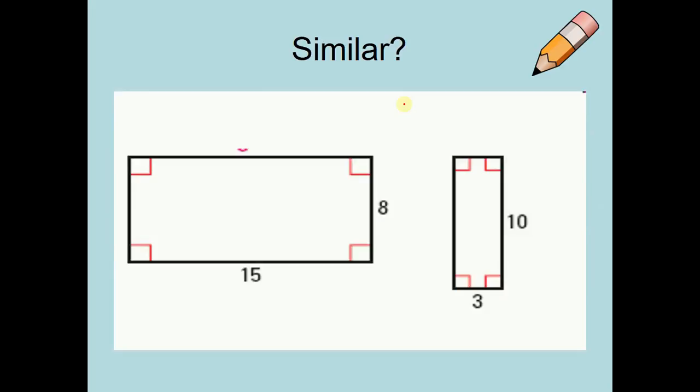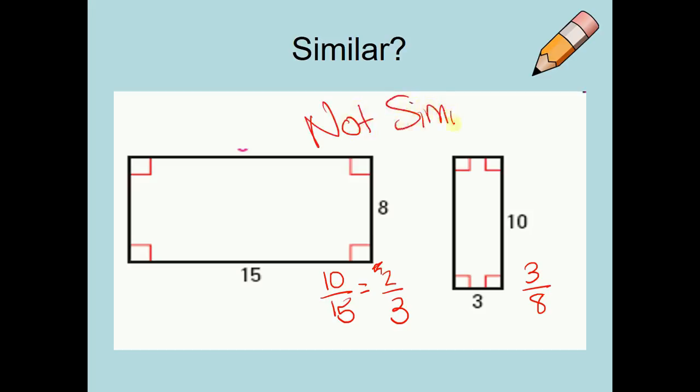Let's try another one here. So looks like if I would kind of rotate that, 10 and 15 would be related. So that would be divided by 5, excuse me. That'd be 2 over 3. And then I started at 10, so I'm going to go 3 over 8. Which doesn't simplify. So, not similar at all. Not at all. They need to be similar.